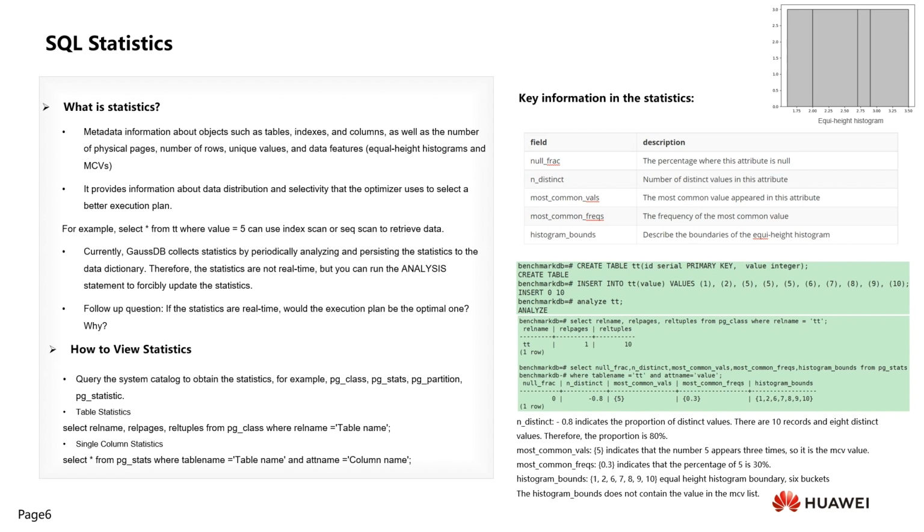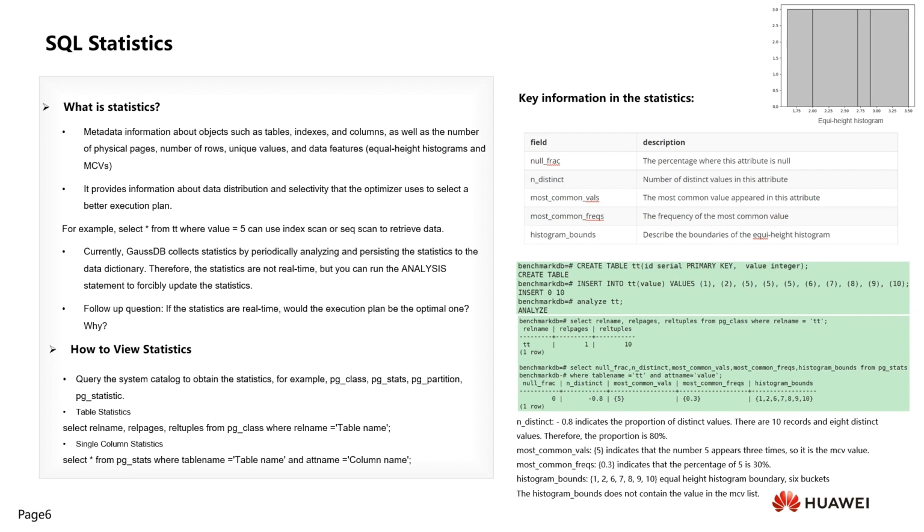Select everything from table TT where value column is equal to 5. And how can we determine whether index scan is better or sequential scan is better for this case? The answer is that if there is a data skew and most values in the value column are 5, we should use sequential scan. Otherwise, we could probably use index scan. So, the statistics is a crucial part in plan generation.